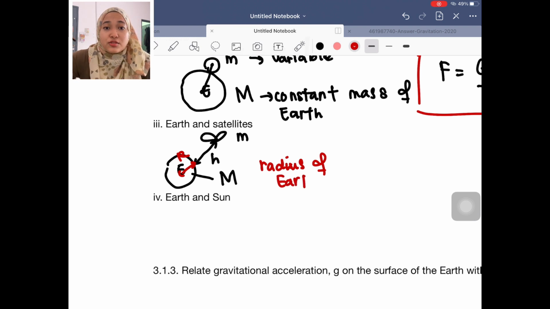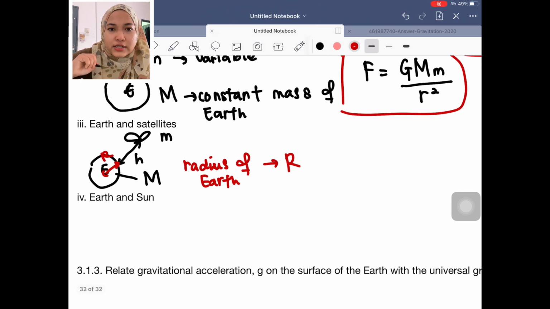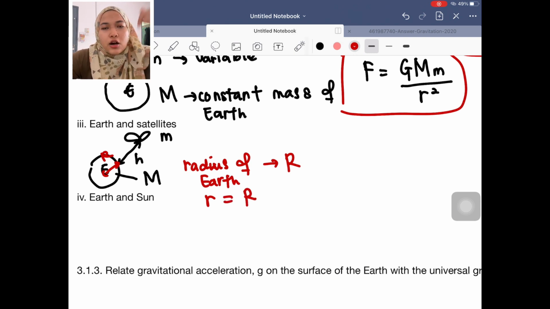The radius of the earth is constant. So radius berubah ke? Is the size of the earth changing in time? Not right. So the radius of the earth is constant, so we write it as capital R. Alright, so how can we find the small r? So small r is when R, the radius of the earth, and the distance of the satellite from the surface of the earth is h.